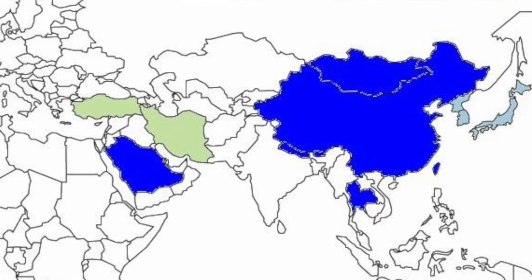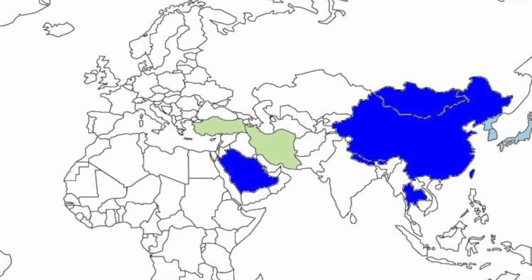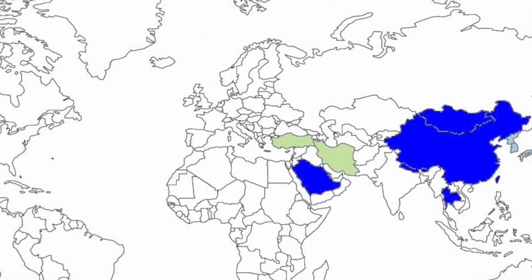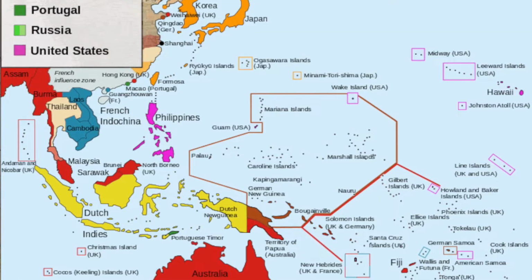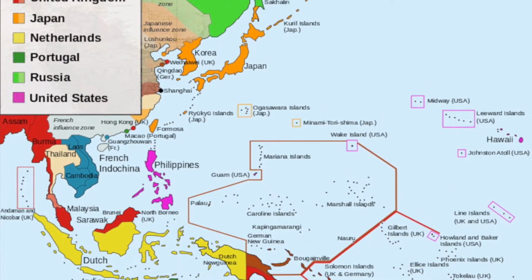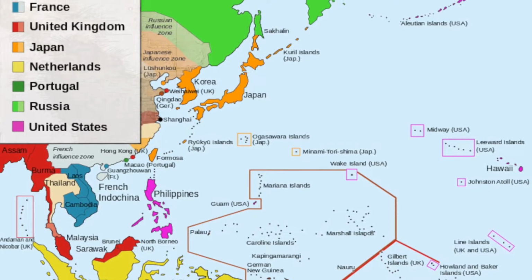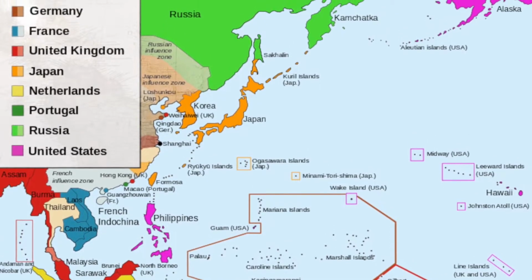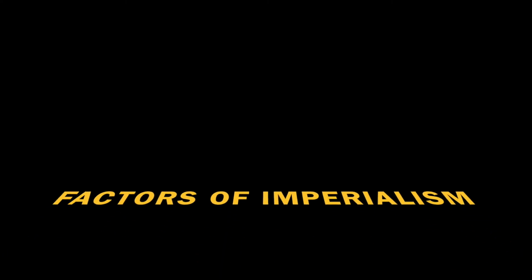The 3 main powers in Asia, the Ottoman Empire, Persia, and China, remained independent countries, but actually they were forced to grant trade advantages to Japan, Russia, the United States, and European countries. Now we must study the factors of imperialism. They were economic, demographic, religious, political, ideological, and scientific factors.